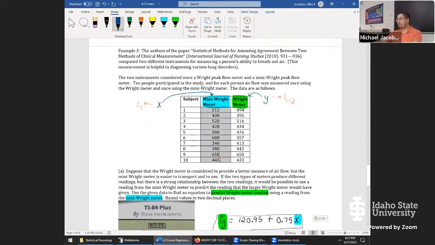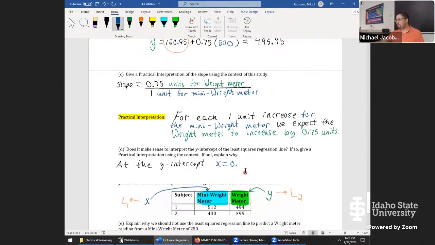If 0 is not even in the range of this, it may not make sense. We have to think about it really clearly. We could possibly interpret it, but this is a case where the interpretation wouldn't even make sense. It's just not in the spirit of the problem. The patient's not breathing. CPR is probably what they need to be doing next.